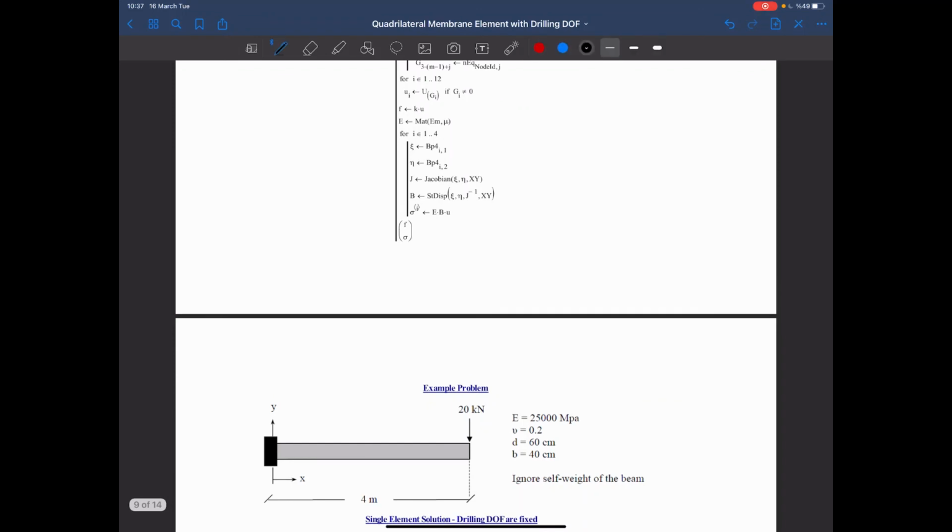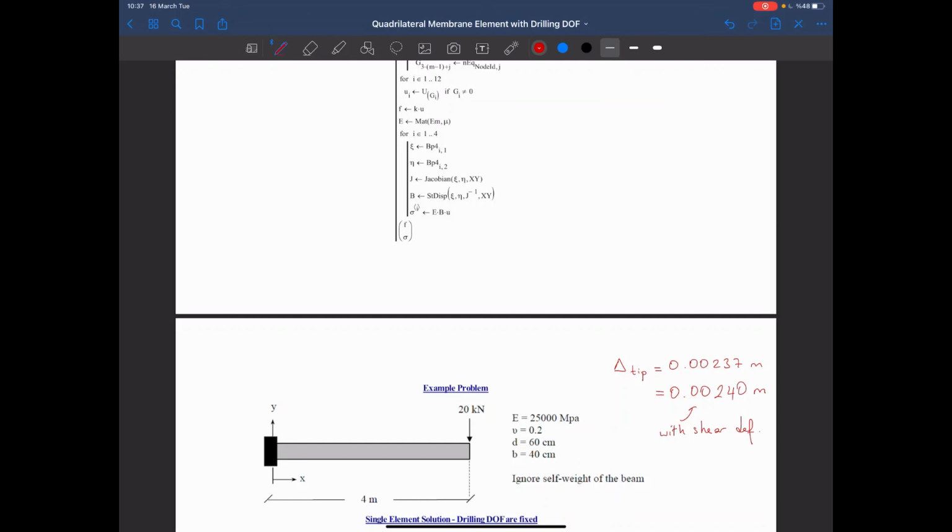Let's remember the results. The tip displacement is equal to 0.00237 meters. This is without shear deformation, and with the shear deformation it's equal to 0.0024. This is with shear. Remember that this is obtained with the beam theory.